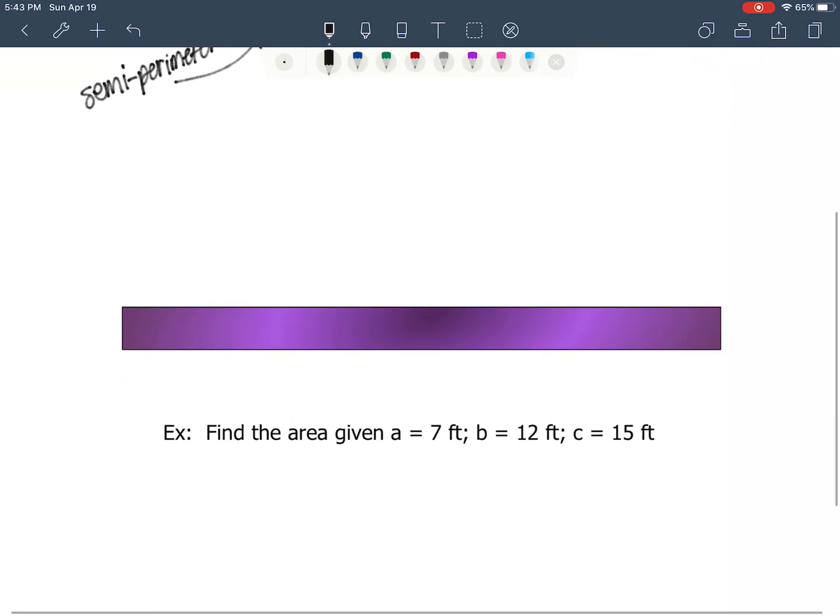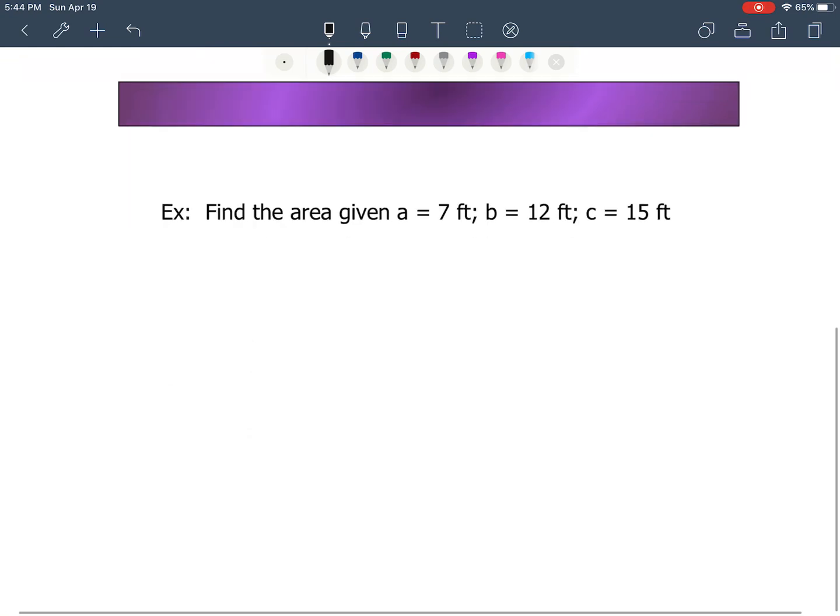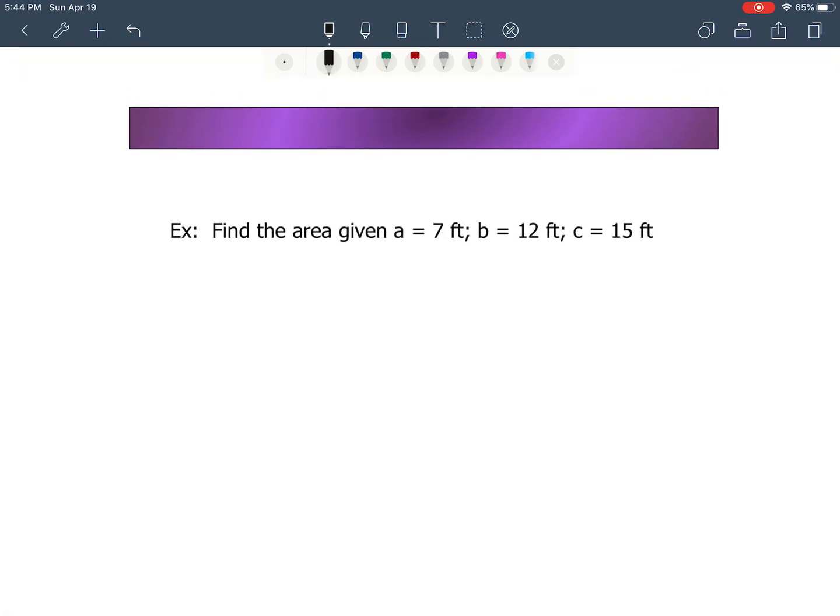So let's put this to work. We want to find the area of a triangle given the side lengths are 7 feet, 12 feet, and 15 feet. Step 1, find the semi-perimeter. So find S. Well, S is going to equal the perimeter divided by 2. So 7 plus 12 plus 15 divided by 2. 27 plus 7 is 34. 34 divided by 2 is 17. S is equal to 17.